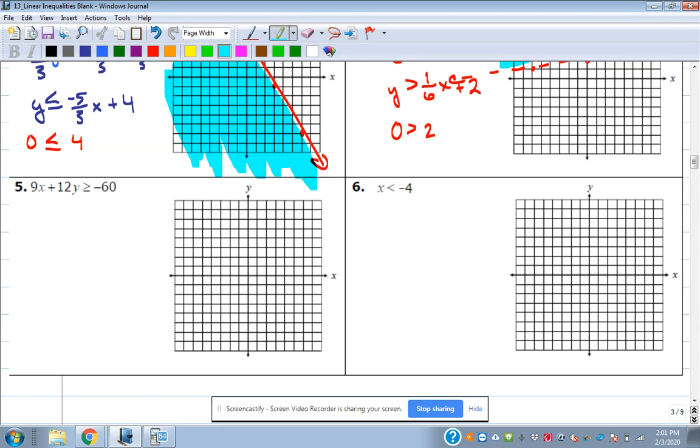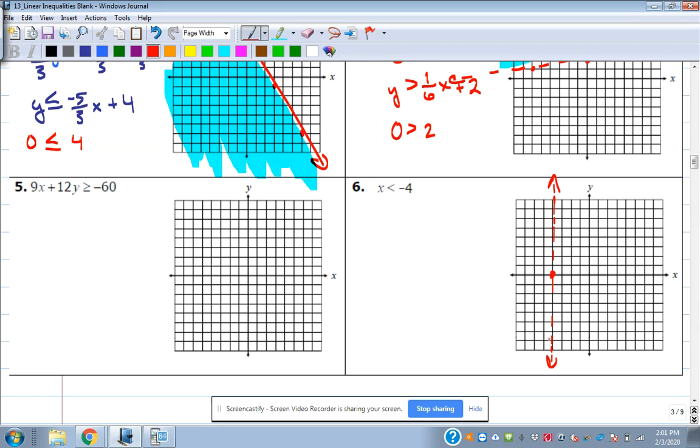I'm going to go where to make my vertical line? The negative 4 on the x-axis. And is that going to be a dotted vertical line or a solid vertical line? Dotted because it does not have the equal to mark. So 2, 3, 4. We'll make a dotted line through there. A little tough to see, but it's there.